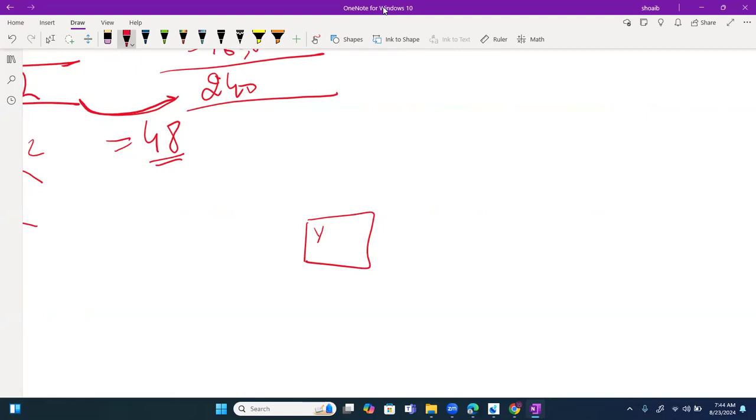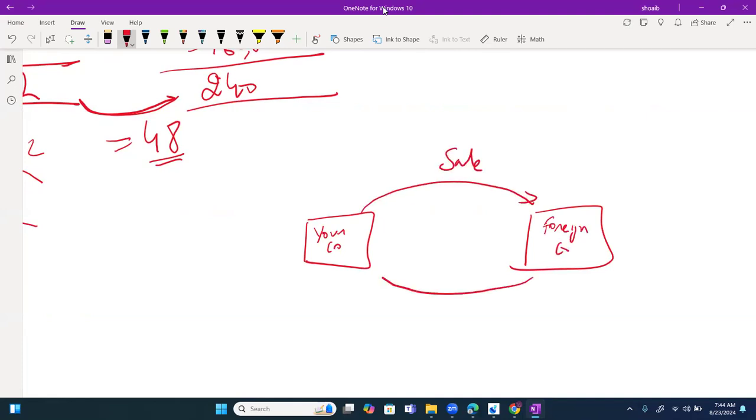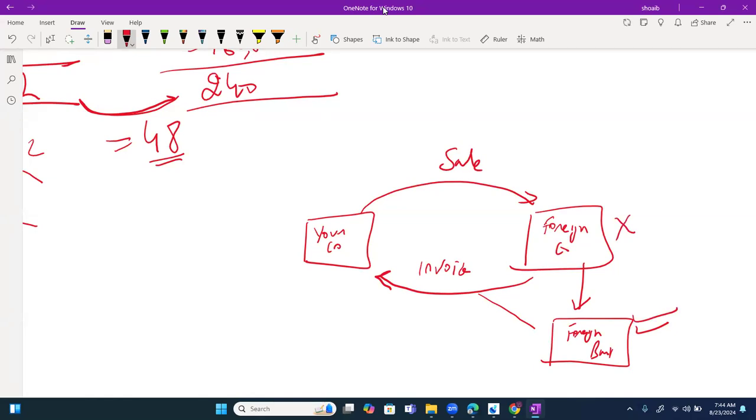You are standing here. This is your company. This is a foreign company. You have done the sale. And this company is sending you a kind of invoice which is guaranteed by its local bank. It is called banker's acceptance. This bank, the foreign bank, is giving you the guarantee that if the customer is unable to pay, we will pay. The banker's acceptance is a bill of exchange. So this would be called a bill of exchange.